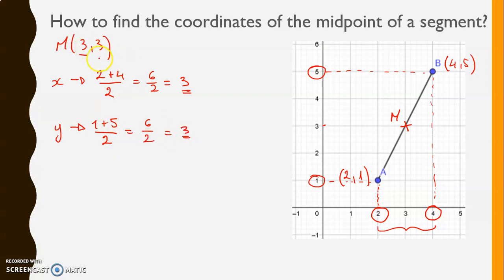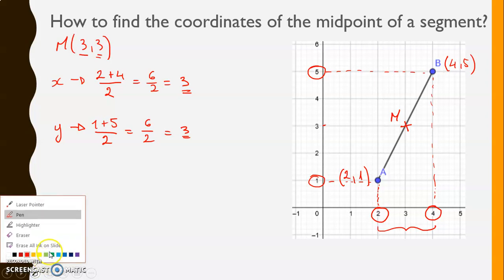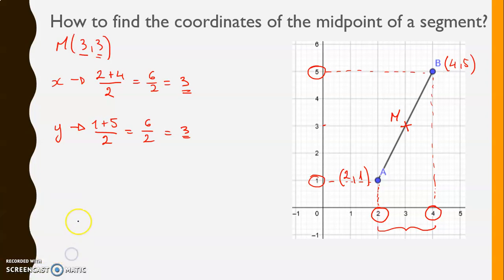And that's how we find the midpoint using an algebraic method, which is much more useful because we won't have to show the graphical representation. Now I'd like us to come up with a formula. So think of what you have done to work out this x component of the midpoint.